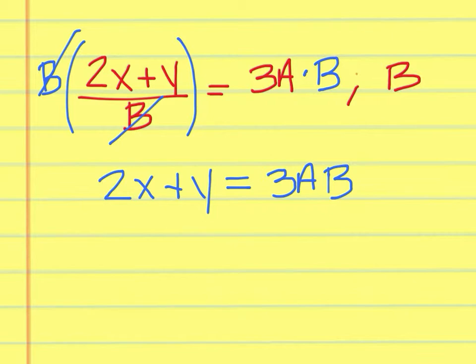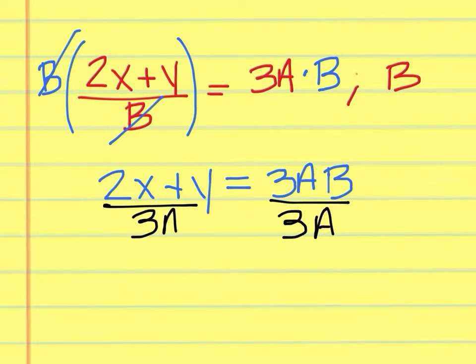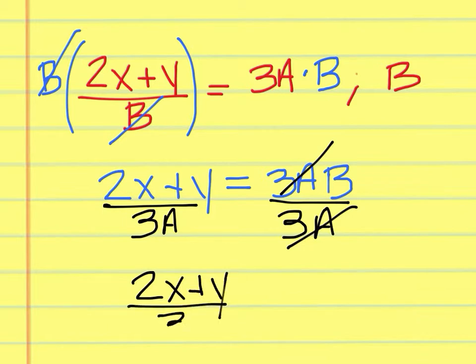To get the b by itself, you're going to have to divide both sides by 3a. The 3a's cancel out on the right, and you have 2x plus y over 3a equals b. And then b is on the right side by itself, which is what we wanted.